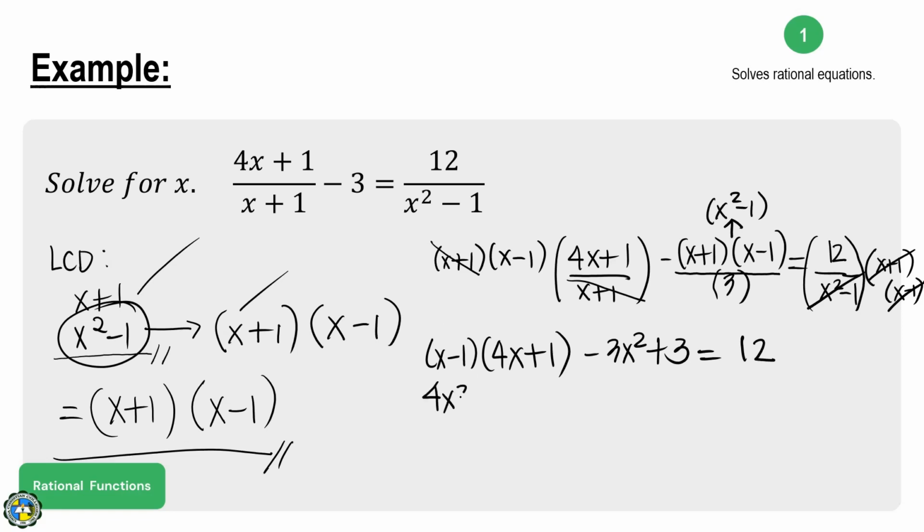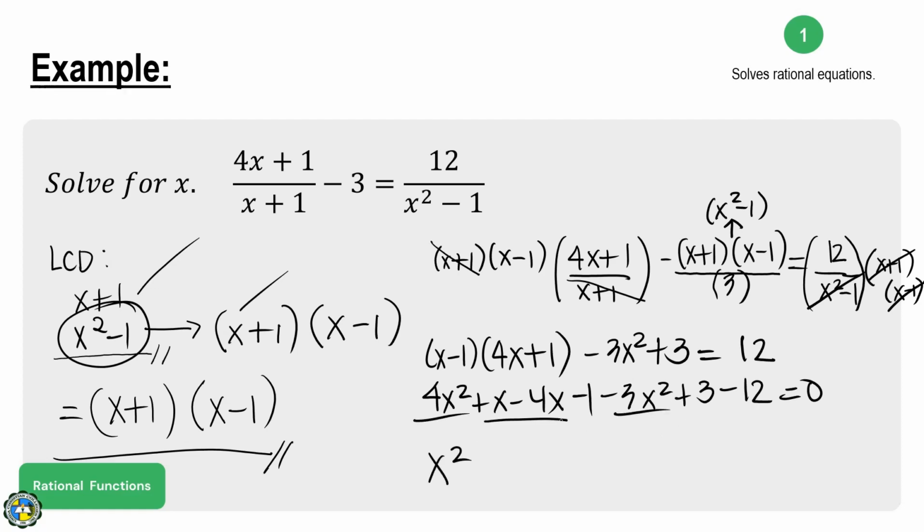So, this will be 4x squared plus x minus 4x minus 1, minus 3x squared plus 3, minus 12 equals 0. So, nag-combine like terms muna tayo lahat. Okay? So, this will be what? Ito yung like terms natin, x squared. Ito ay negative 3x. Ito ay what? Negative 1 plus 3 is positive 2, minus 12 is negative 10, equals 0.